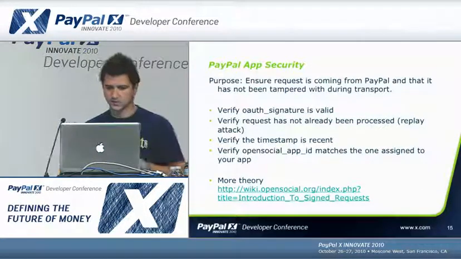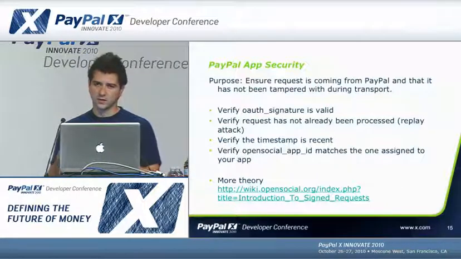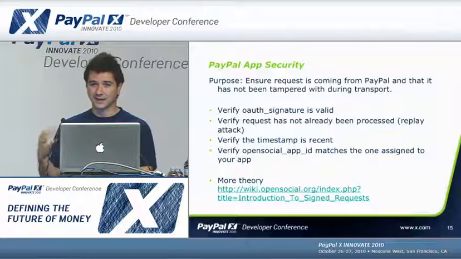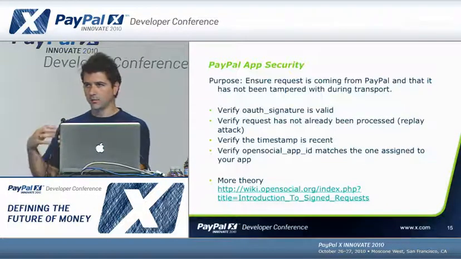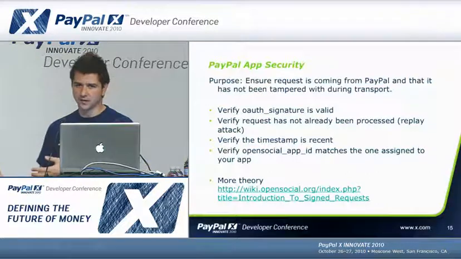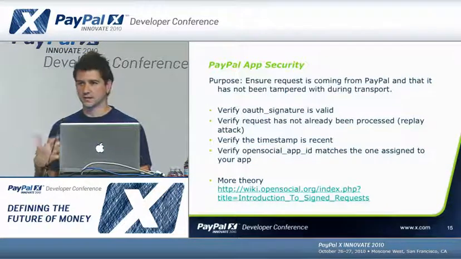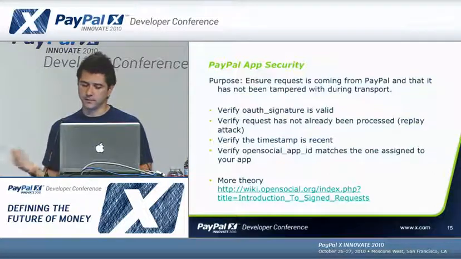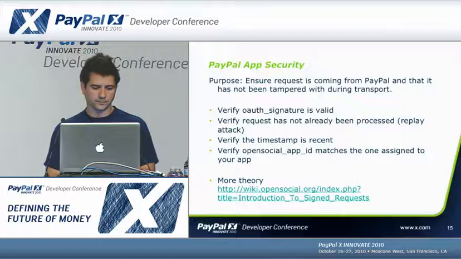As I said before, the purpose is to ensure that it's coming from PayPal, that it hasn't been tampered with during transport, and that it's not a replay attack. Some people will actually record a request and then 2 days later try to play the same request back. It'll pass the signature, but it's actually a hacker trying to do something they shouldn't. So you also check timestamps on it.